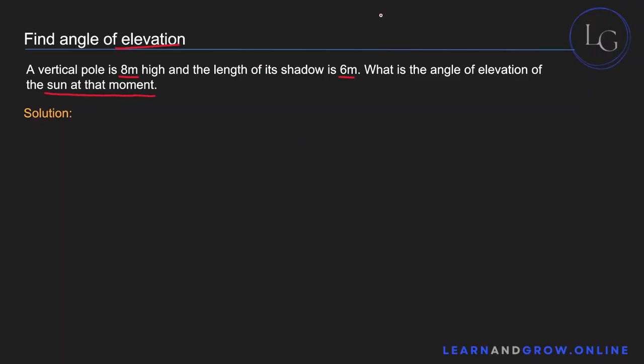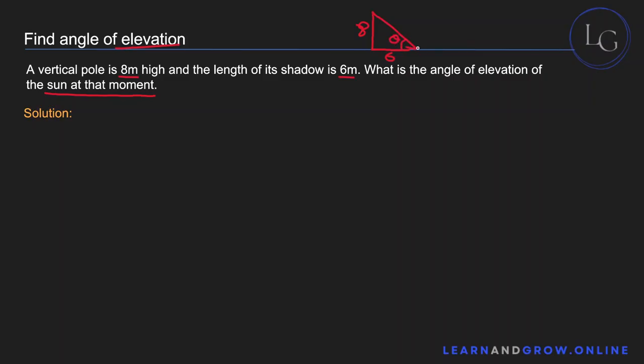So basically what that means is, if you have this pole, by the way, always draw diagrams, that makes things a lot easier for you. This is an 8-meter pole, and the sun is casting its shadow at 6 meters. What is the angle of elevation of the sun? Well, just complete this triangle, and this will be your angle of elevation.